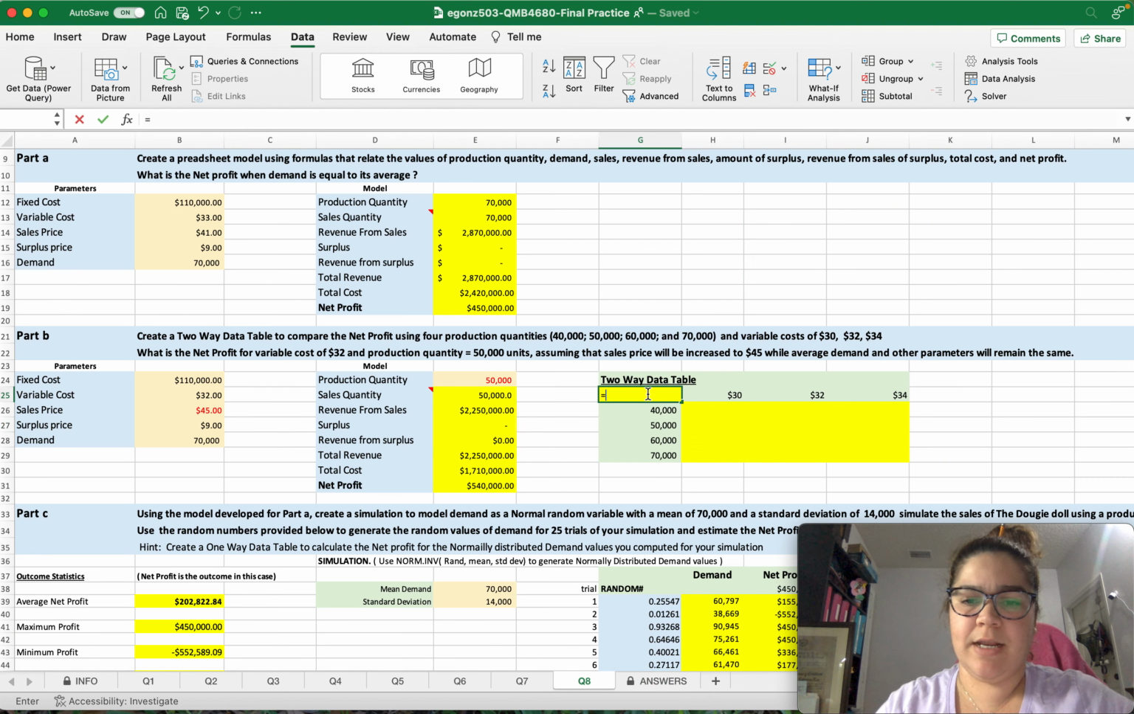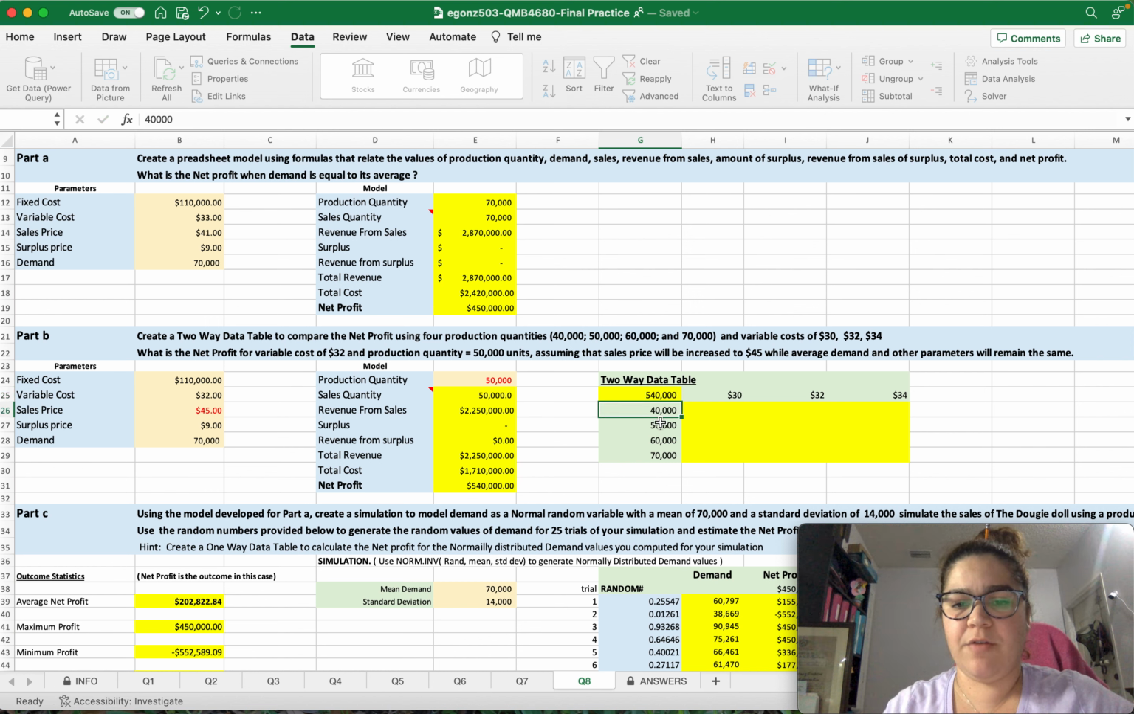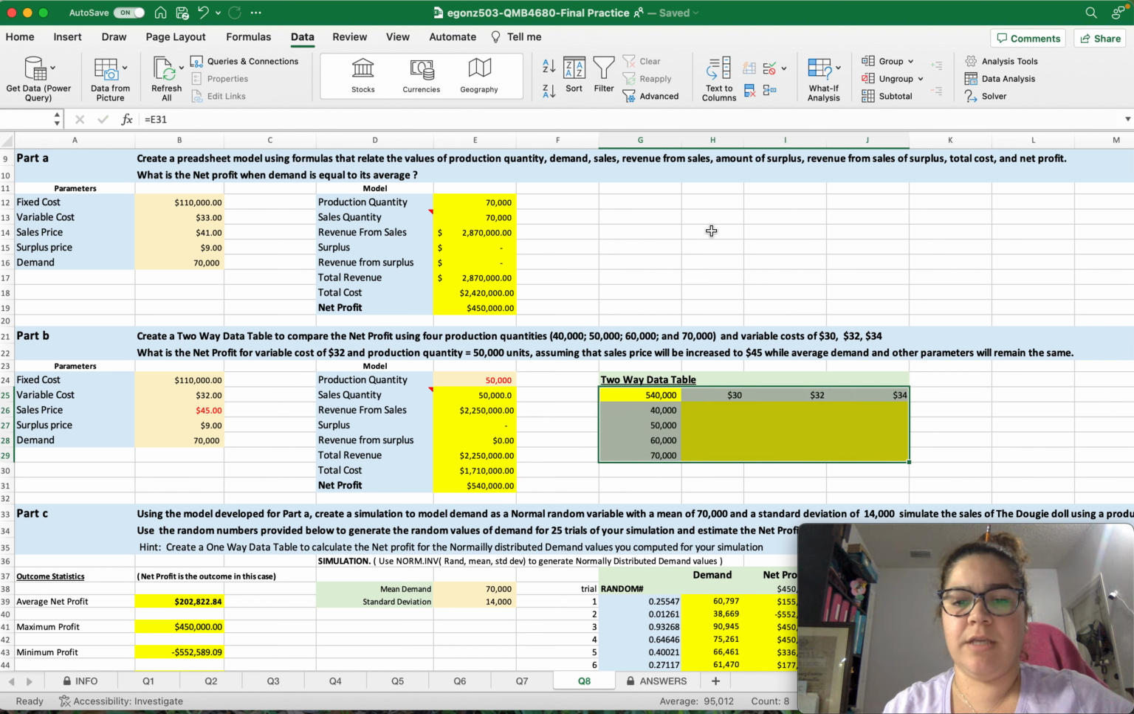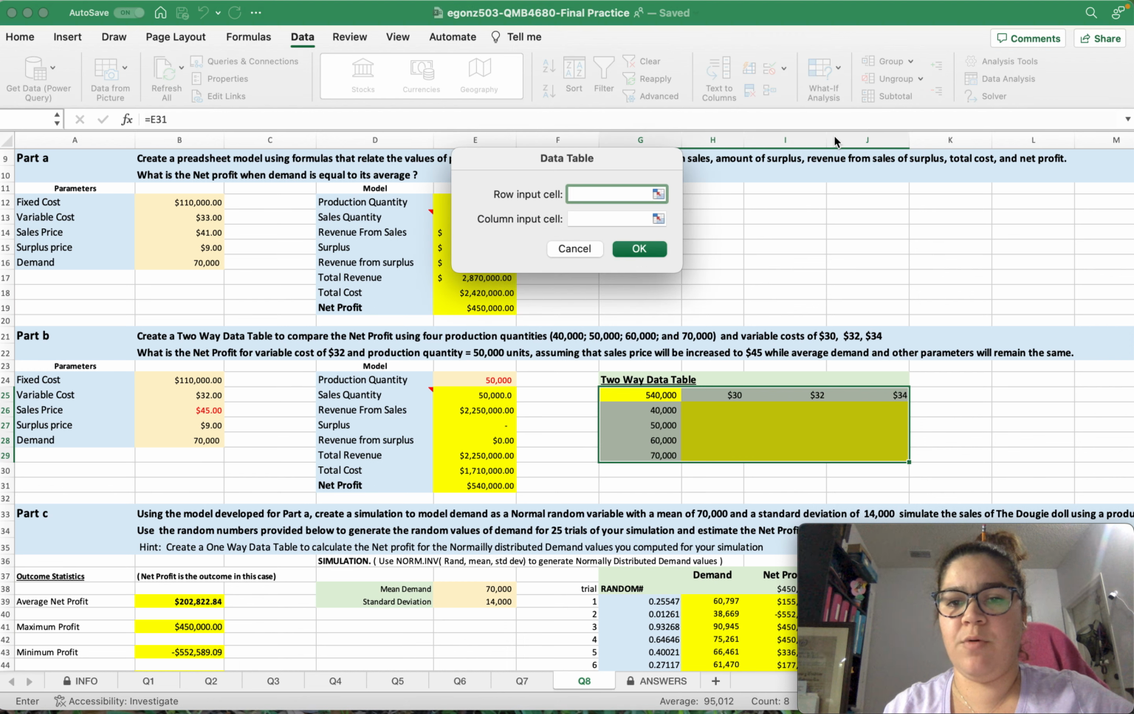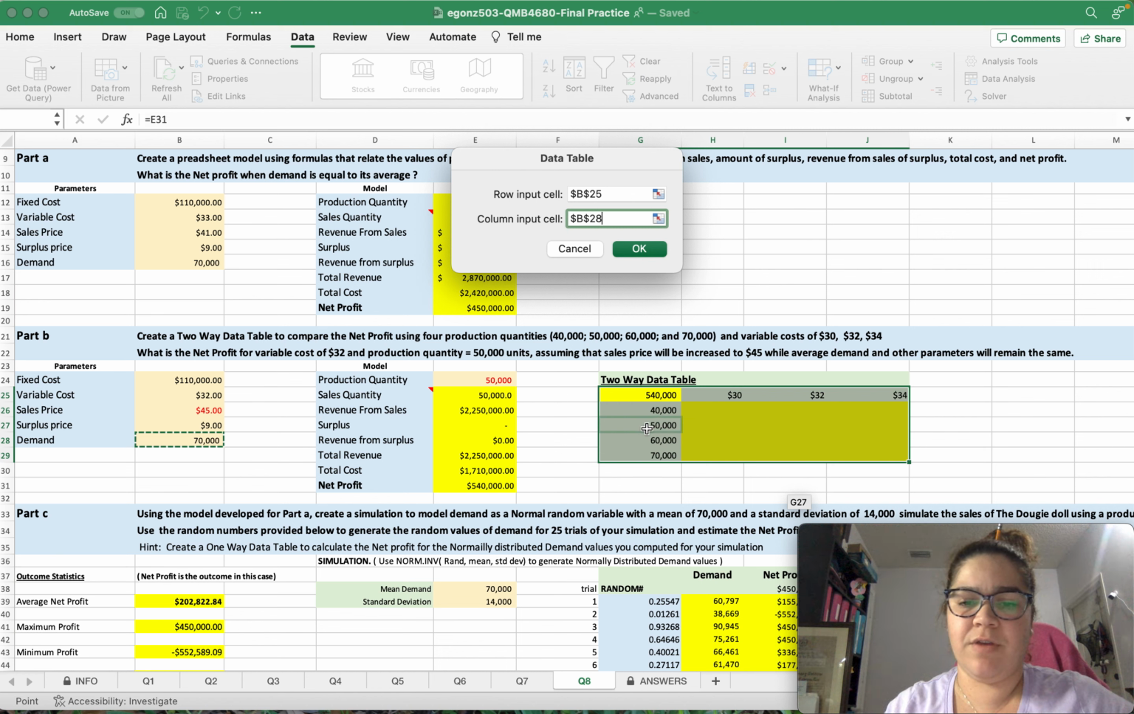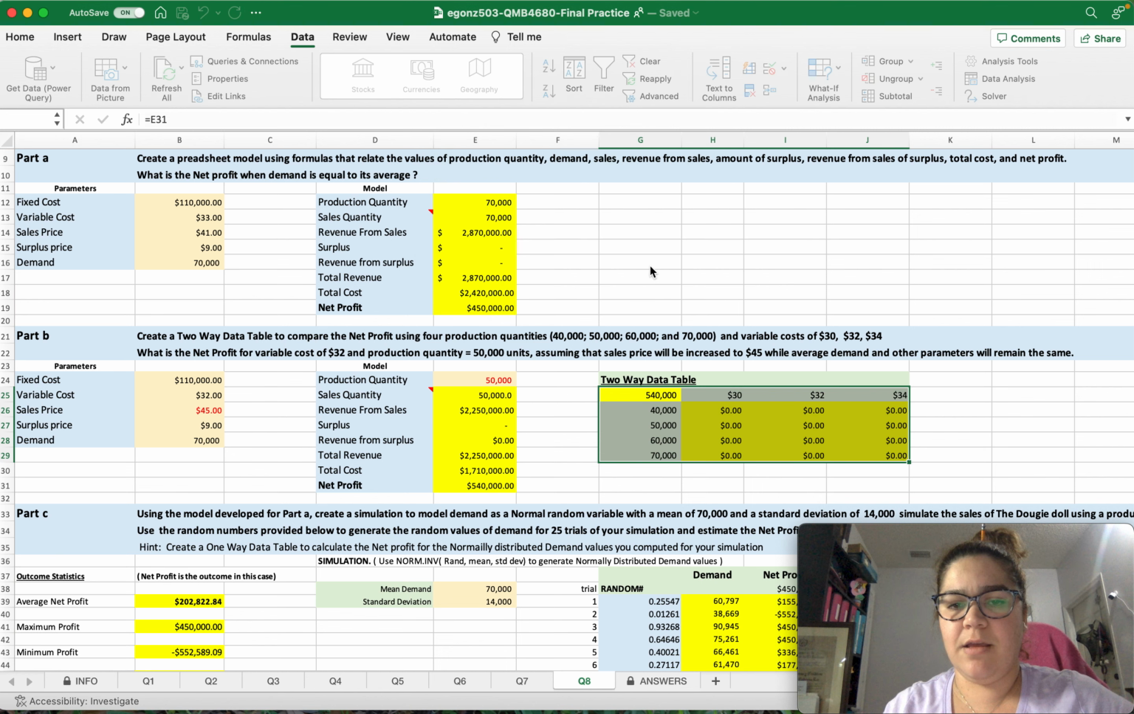So for the two-way data table, we're always referencing back to the net profit. I'm going to go ahead and select the entire table, so we include these values, the row, and the column as well that is filled out. So we go to Data, What-If, Data Table, and we're going to put row, right? Who is in the row? So the row is going to be my variable cost, and I'm going to reference this cell right here. We're not referencing anything here. And then who is in my column? It's going to be my demand, right? So if I make 40,000 units, 50,000, 60,000, I'm going to hit OK.